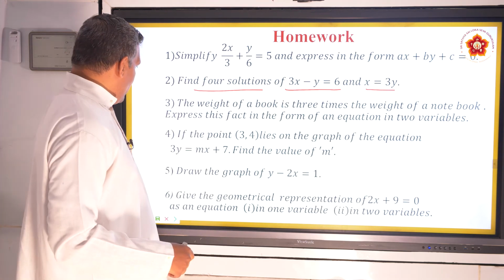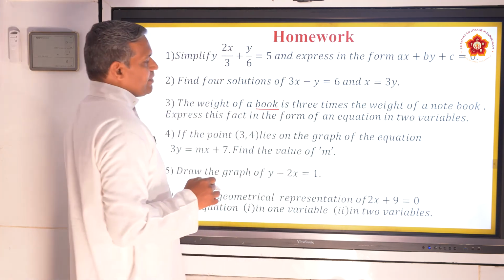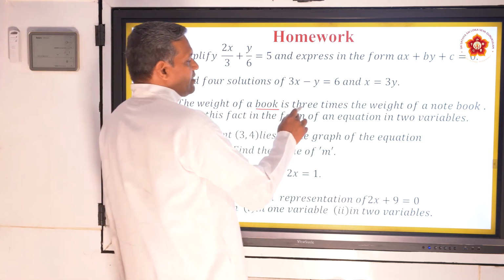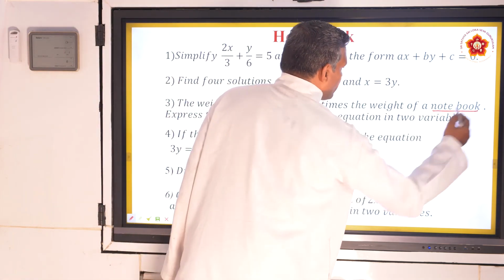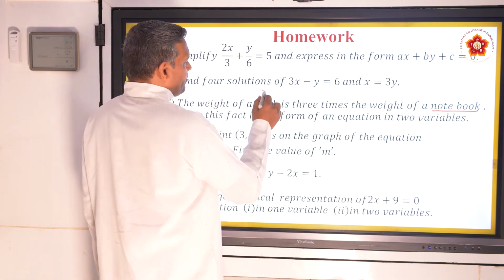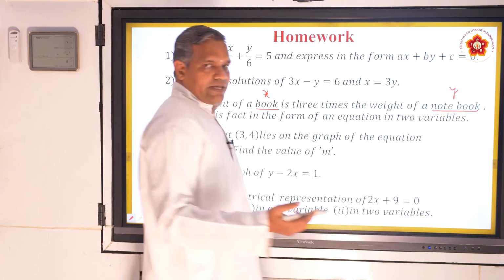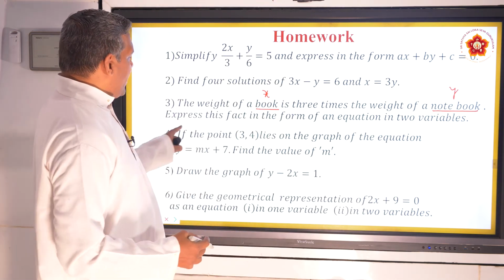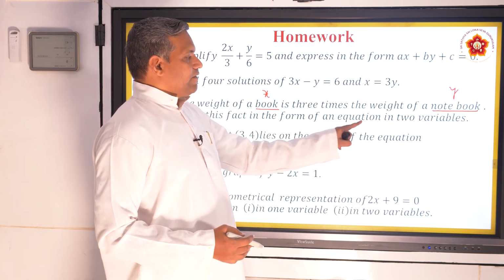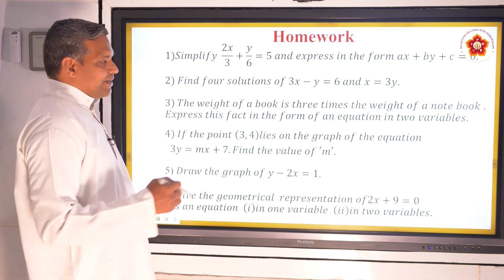Okay. Next is the third sum. The weight of a book is, I have just taken a book. It can be a textbook or anything, a history book or a geography book. The weight of a book is 3 times the weight of a notebook. So in my case, I have got 2 references. One is the book, I can call it x, and the notebook, I can call it y. You take whichever way you want and then express this fact in the form of an equation in 2 variables. I think you can do it. Revise this video and see how simple it is.